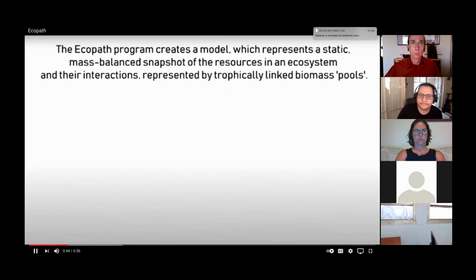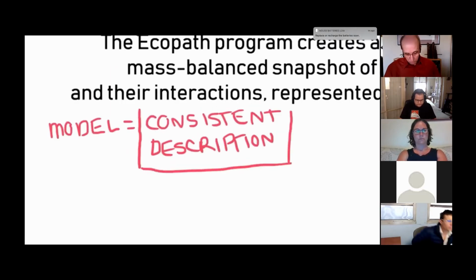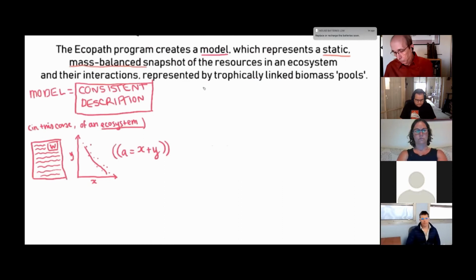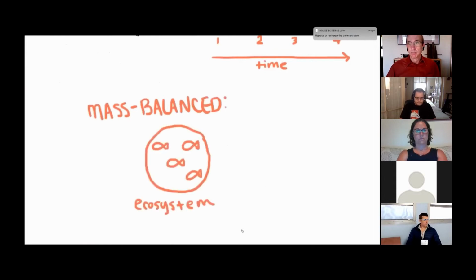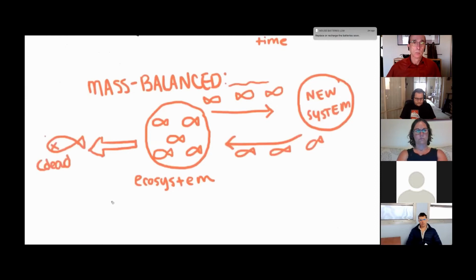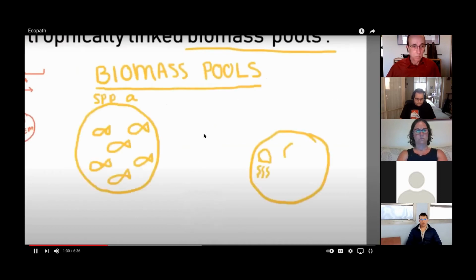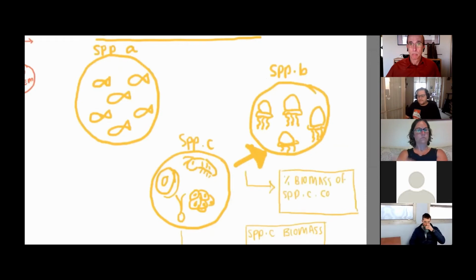The Ecopath programs create a model which represents a static, mass-balanced snapshot of the resources in an ecosystem and their interactions, represented by trophically linked biomass pools. Now this is quite complex, so let's break it down a bit. A model is a consistent description, in this case of the resources or biomass within an ecosystem. These can take the forms of text, graphs, or equations describing states and rates. A static mass-balanced snapshot refers to the fact that the model is describing the ecosystem not over time and space, but in a single moment of time, accounting for all material entering and leaving the system, whether this be via migration or mortality. In terms of resources, interactions, and biomass pools, within the Ecopath model, resources are represented as biomass pools. These pools are defined as species groupings, meaning that the resources and their interactions can be understood as the movement of biomass throughout the ecosystem.